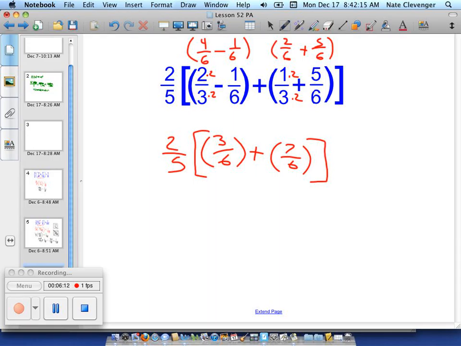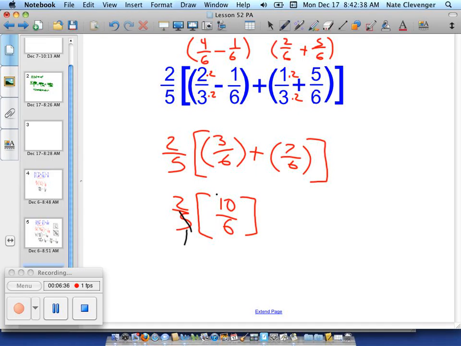And you can see why I would have left that there, because now we're still working inside this bracket, and we have to add these two fractions. And by leaving it alone and not reducing it, I already have the common denominator. So then 2/5 is going to be multiplied by 3 plus 7 is 10/6. Now we could reduce that because now we're multiplying.